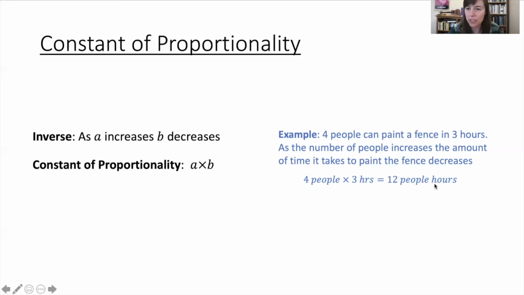But okay, this just tells us how many hours of work you need to complete the fence. How many man hours, how many people hours. Like if you're a contractor, how many hours of work do you have to pay for to complete this fence? You have to pay for 12 hours of work.